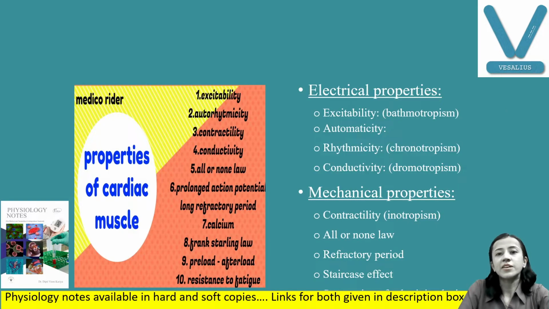Now let us start with the properties. We have discussed the electrical properties: excitability, automaticity, rhythmicity, and conductivity. And now we'll discuss the mechanical properties, one of which is contractility.